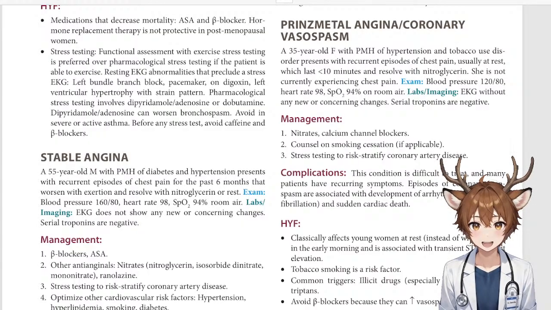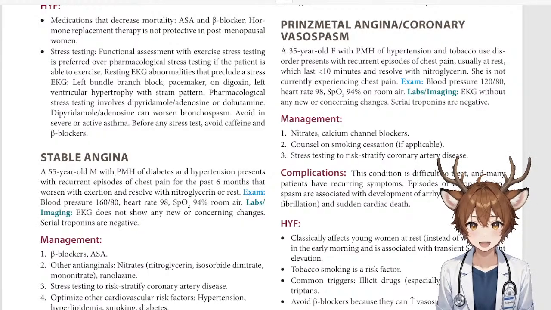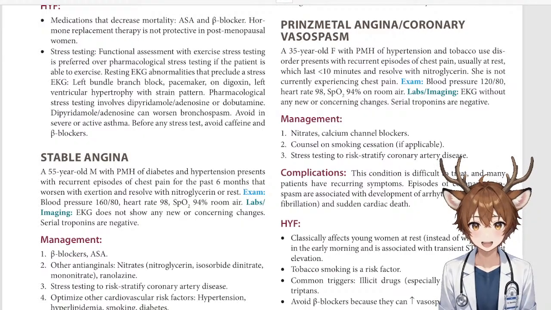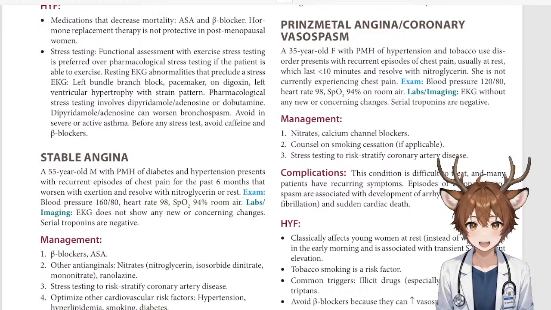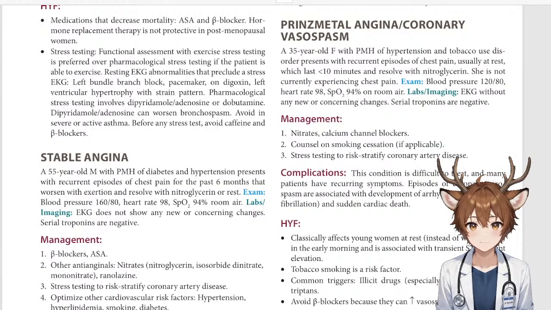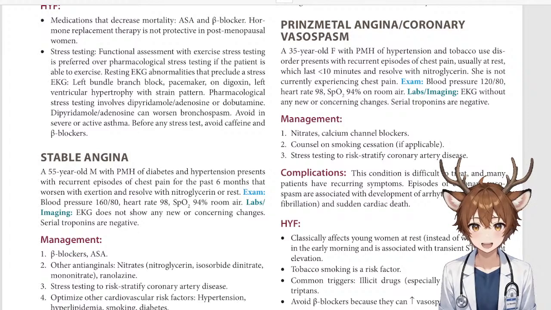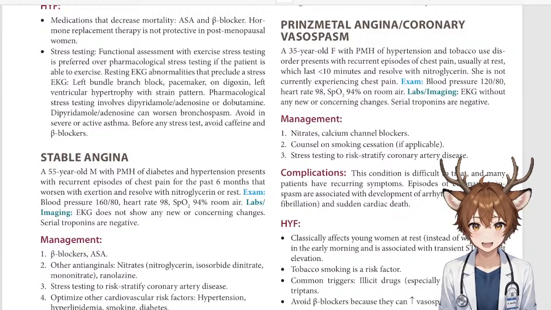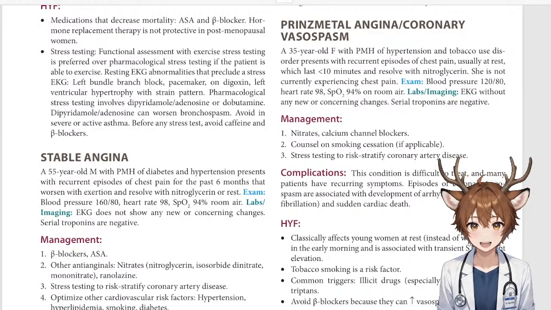So how do you treat Prinzmetal angina? 1, nitrates, 2, calcium channel blockers, counsel on smoking cessation if applicable, and 3, stress testing to risk stratify coronary artery disease. Complications of Prinzmetal angina: this condition is difficult to treat, and many patients have recurring symptoms. Episodes of coronary vasospasm are associated with development of arrhythmias, ventricular fibrillation, VFib, and sudden cardiac death, which is not fun.